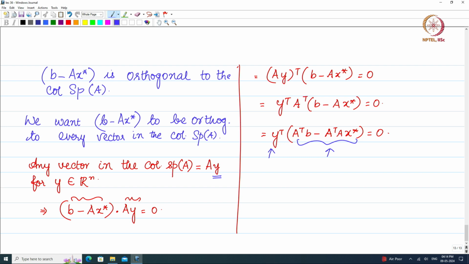Therefore, let us look at this. For every vector Y in Rn, what is the only vector which is orthogonal to every other vector? That is basically the 0 vector. Therefore this implies A transpose B. So let us write this.